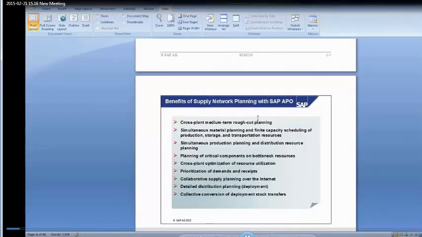We call it SNP because we do planning for the whole network. SNP stands for supply network planning: we do planning for supply in the network. Usually in SAP PP, the basic module, it is location-specific planning. In production planning, which we have in ECC, we do planning at a location level. But here we create a network and then do planning in the whole network.